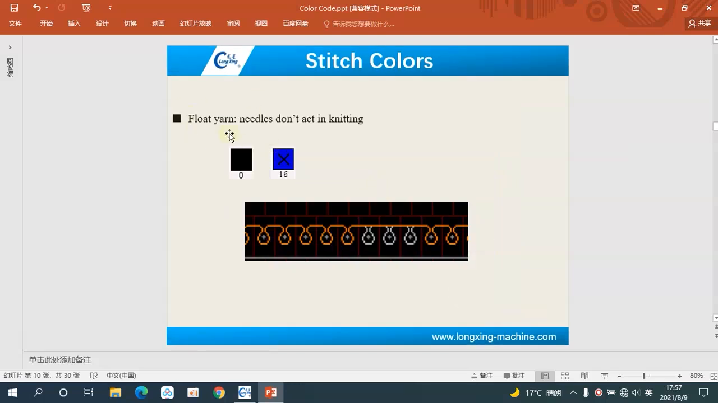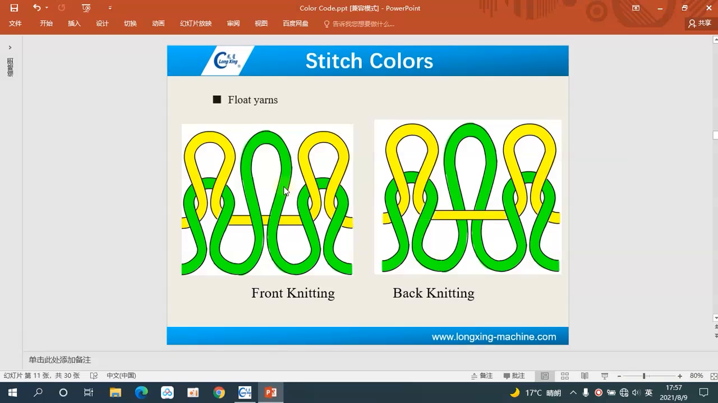Float yarn. With no action of the knitting needle during knitting, it can be represented by color 0 and 16. The left is the loop state of the float yarn in front knitting. You can see the float yarn is pressed behind by the loop. This is the loop state of the float yarn in back knitting. You can see the float yarn is on the loop.